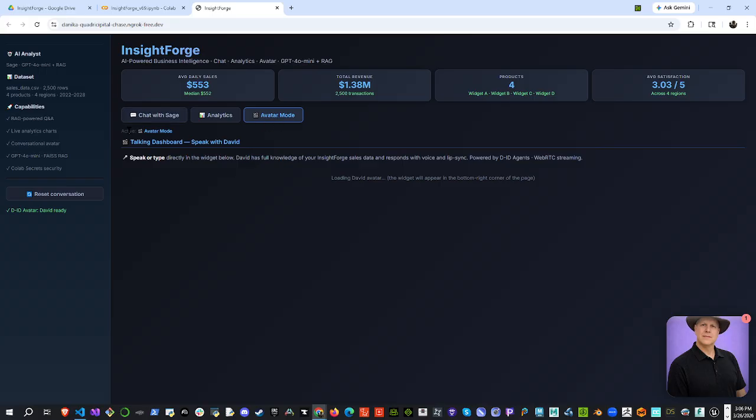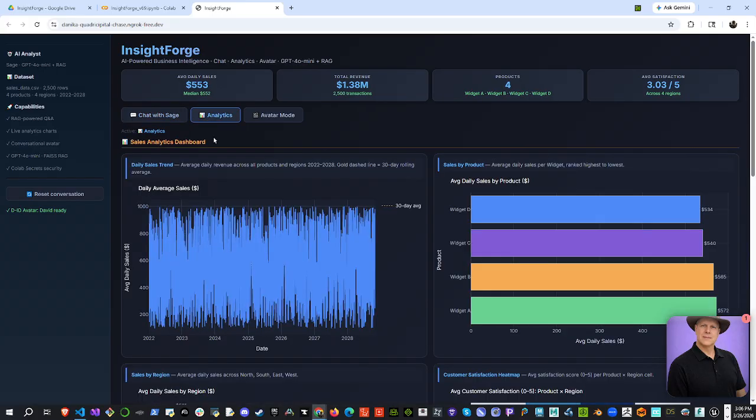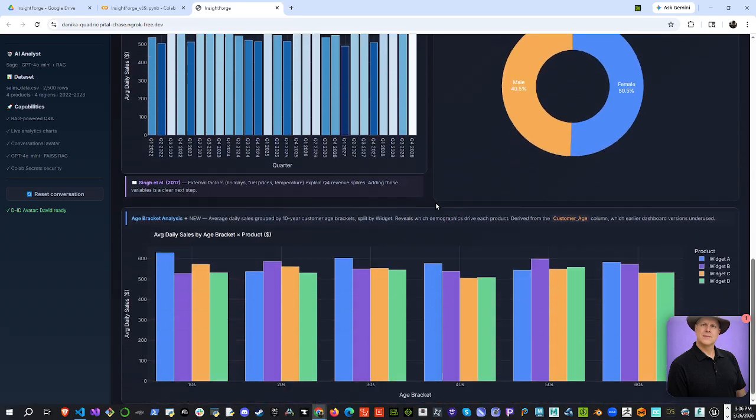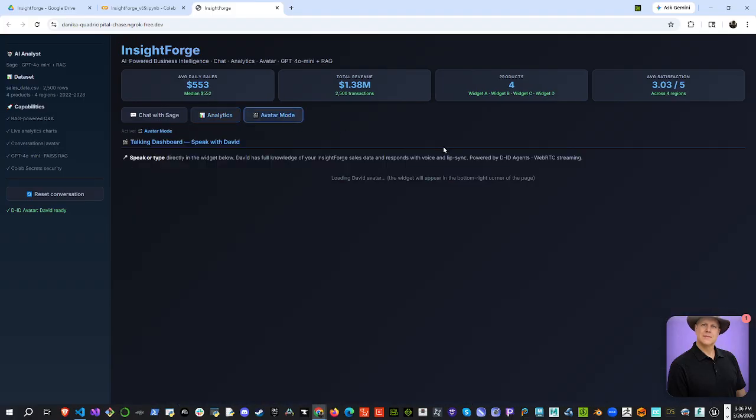All right, so then we have 3 tabs here. Chat with Sage. It's a chatbot. Basically, it ties into the same data that drives this whole site. Then there's analytics, and there's a total of 7 of these different charts that you can interact with, and we'll look at that in a second. And then avatar mode. On this one here, I have an avatar, David, that I modeled after myself, and I used a Microsoft voice with it.